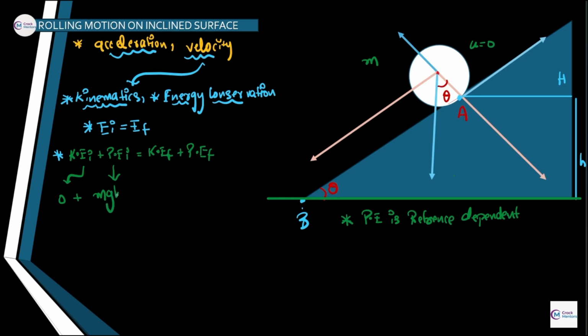There is one question which I want to ask: why have I not taken mgh from the center of mass point? This is your homework. Why have I taken this point A? Why not the center of mass? If I take the center of mass point, and if I take point A, will the answer be the same or not? I want to know about this.